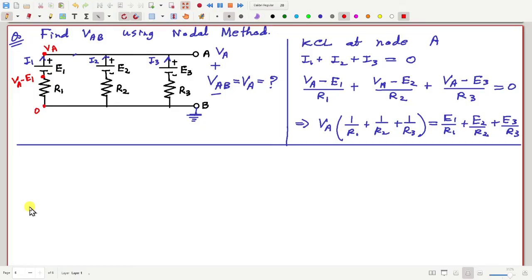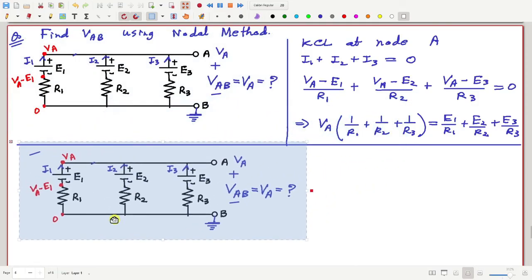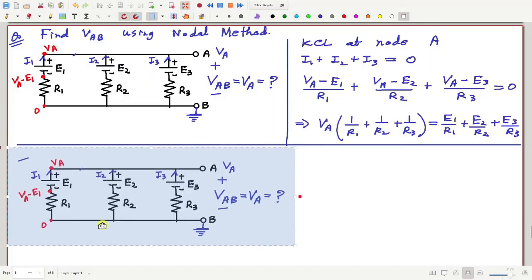In that direction, from VA minus E1 to 0, that depends on the value of VA minus E1. We can assume a certain direction, but that will be adjusted based on the value of VA minus E1.